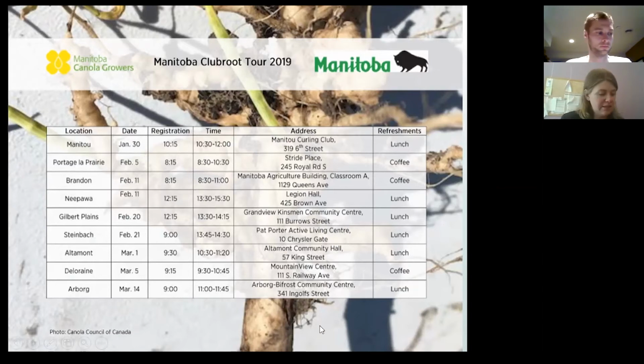With that, if there are any questions. I got a question here. Is there any other disease or anything else that could look similar to clubroot when you dig up the roots?